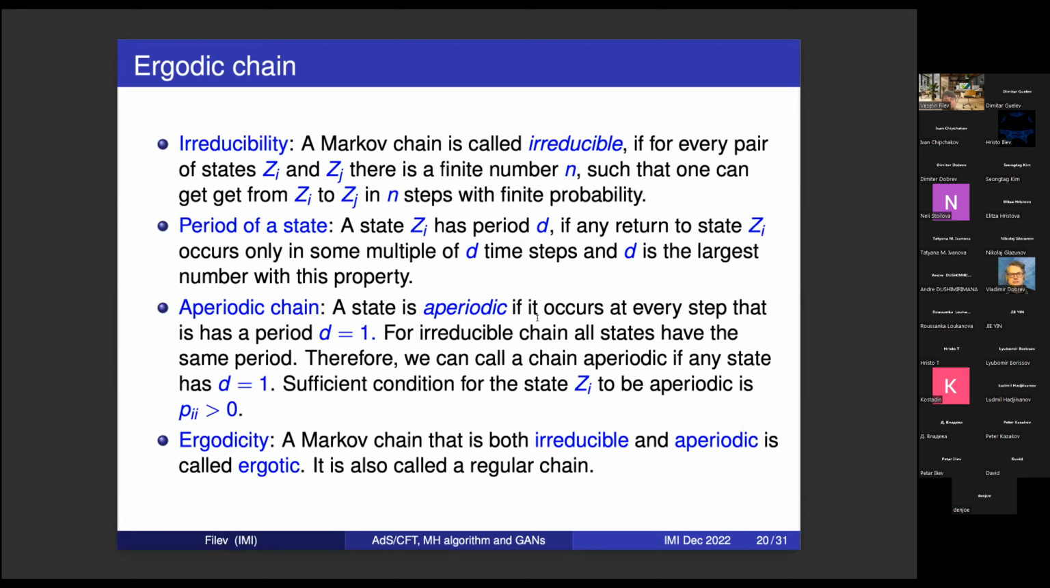And for an irreducible chain, all states can be shown to have the same period. And you can see that the condition for a given state to be aperiodic is just that the component Pii is non-zero. There is a non-zero probability that it will be again in that state. And so a Markov chain that is both irreducible and aperiodic is called ergodic, also a regular chain. So these are the chains that we're interested in, and it's going to become very clear why.